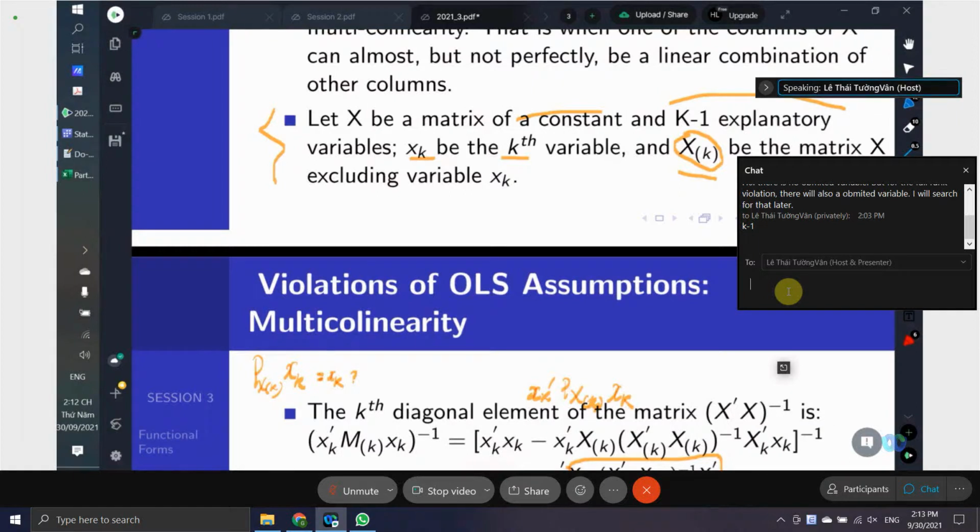Lê Hoàng Tuấn. Yes, I'm here. Tuấn, can you hear me? Are you there? Okay. What do you think is the quantity of p xk times xk? I think it is xk hat. What is xk hat? Is the predicted value of xk. How can I predict the value of xk?